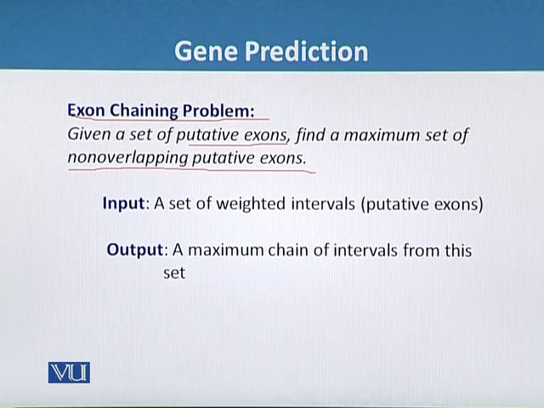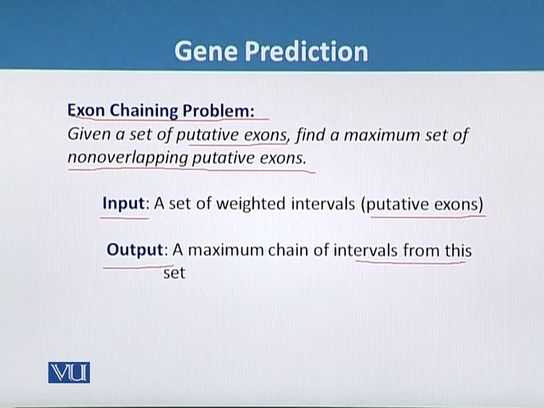axons that are non-overlapping. So because we are using the algorithm, the input will be a set of weighted intervals, that is putative axons, and as an output we will get a maximum chain of intervals from this set. So from these weighted intervals, putative axons, we will get the chain of intervals from this set.